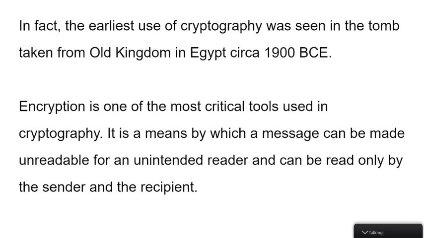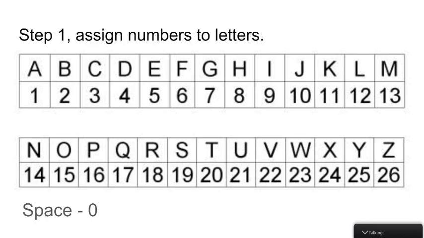That's what encryption means. Alright, so the way we're going to do it, step one, we need to involve numbers. So we're going to assign these letters to the following numbers. So the position in the alphabet corresponds to the number. So A is 1, B is 2, so on and so forth. And for spaces, we're going to use 0.